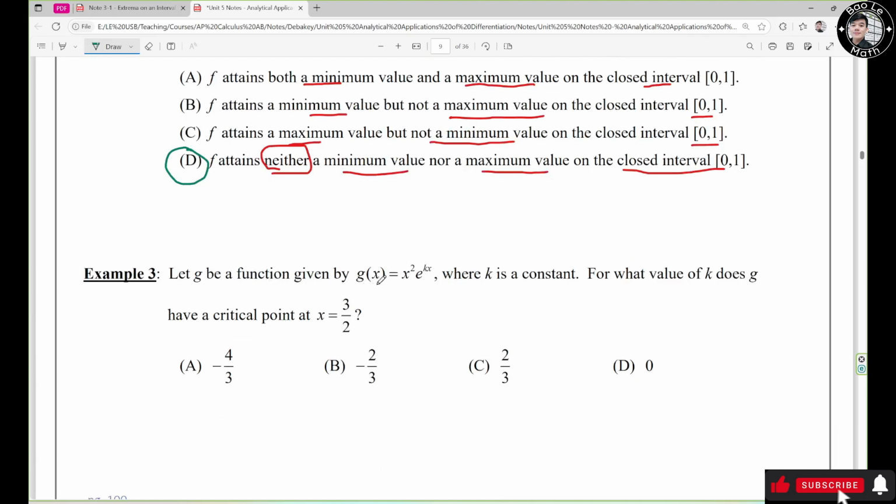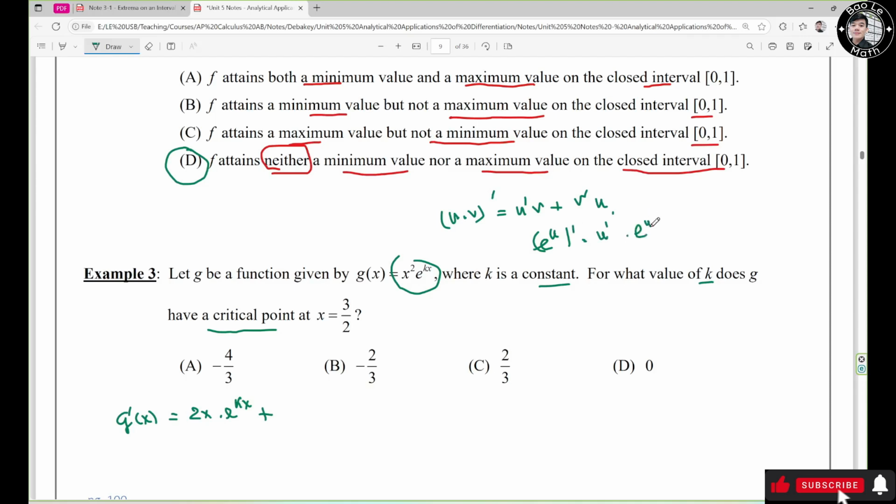Let g be a function given by g of s equals s squared times e to the ks, where k is a constant. For what values of k does the function g have a critical point at s equals 3.5, right? So the first thing you need to do is take the derivative. I'm going to use the product rule, right? So remember, u times v prime is u prime v plus v prime u, right? So it's going to be 2s times e to the ks plus, now the derivative of e to the u is u prime times e to the u, right? So it turns out to be k times e to the ks times s squared, right?